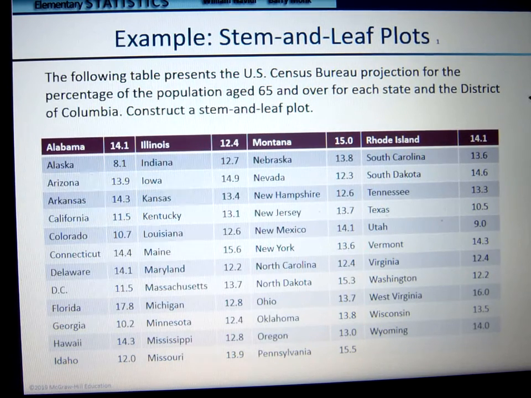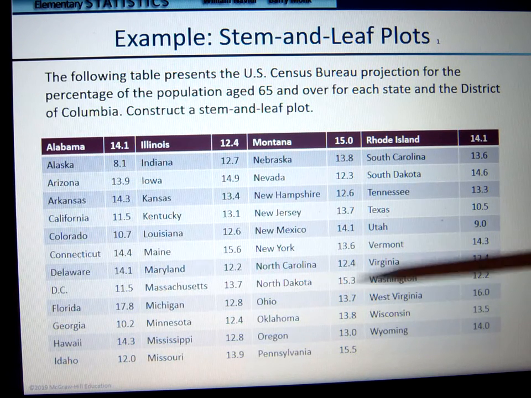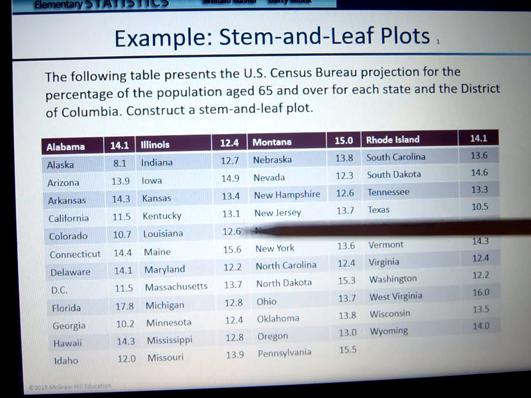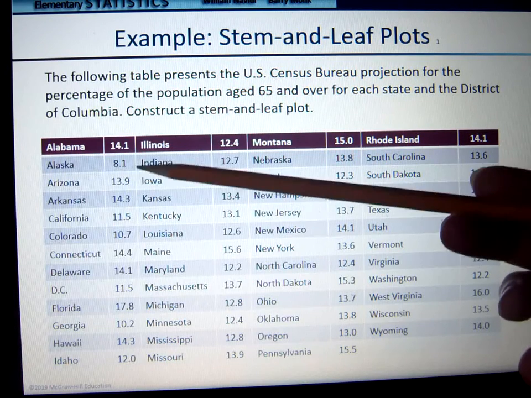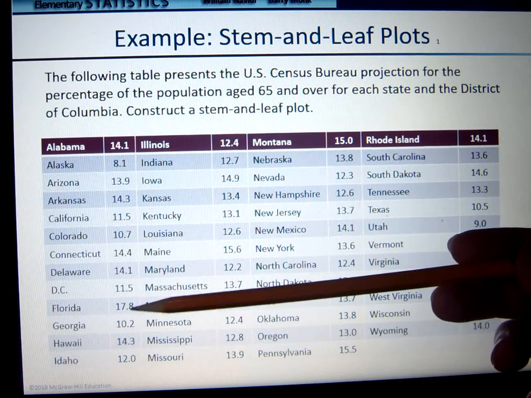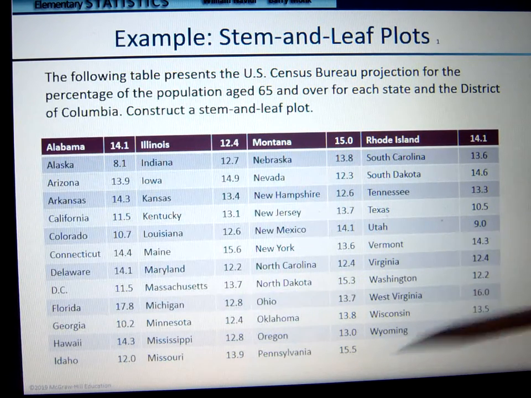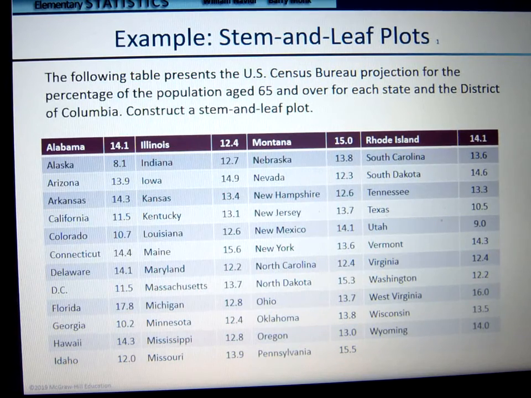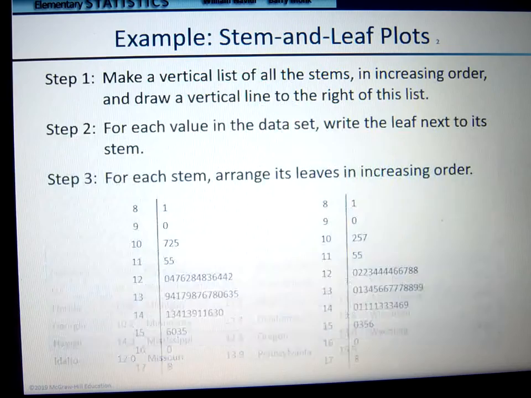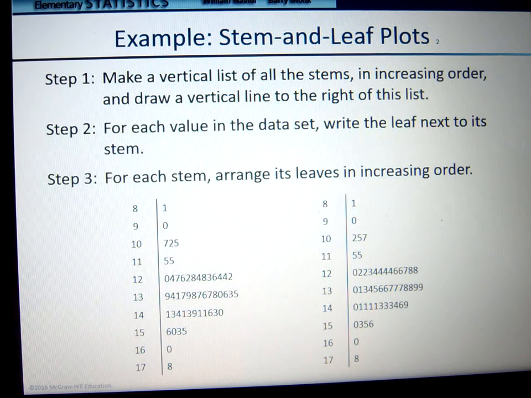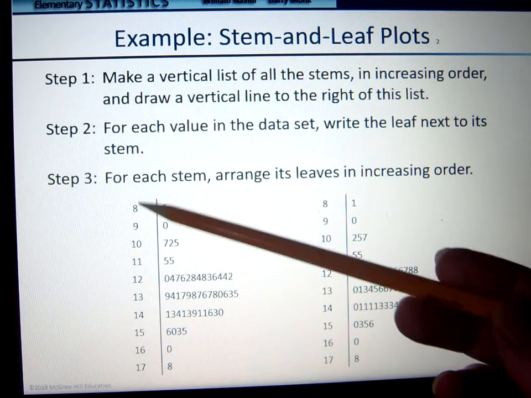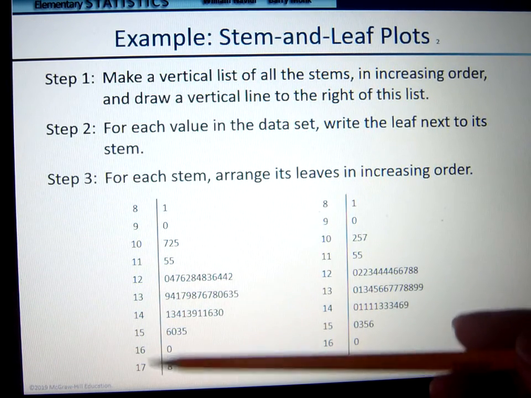Utah has 9. So it looks like 8.1 is the smallest. Then I want to see what my highest number is. It looks to me like all my numbers are still in the teens. I don't see anything that's over 20. I see 15. I see 17.8 in Florida. Looks like that's going to be my highest number. So 8.1 in Alaska and 17.8 in Florida. So I know that I'm going to start with my number 8 and I'm going to go to 17.